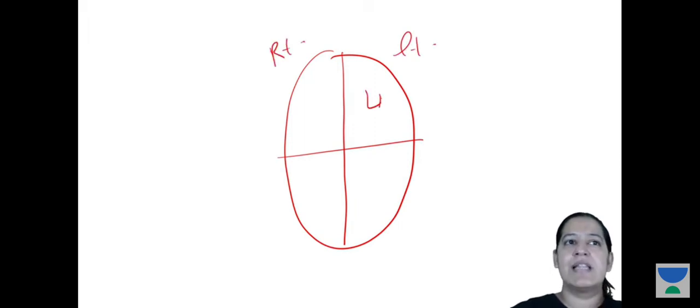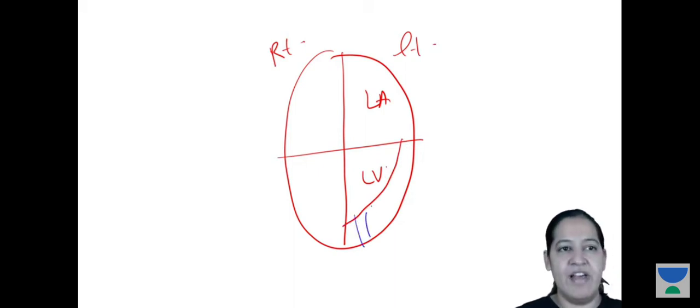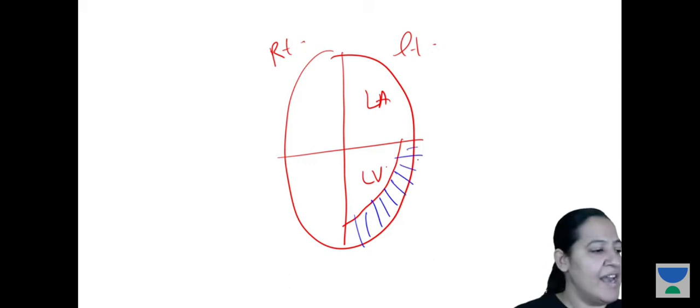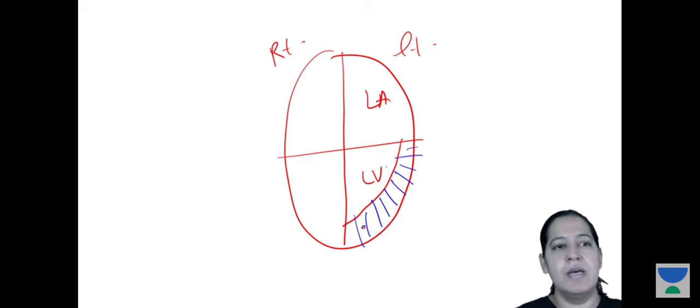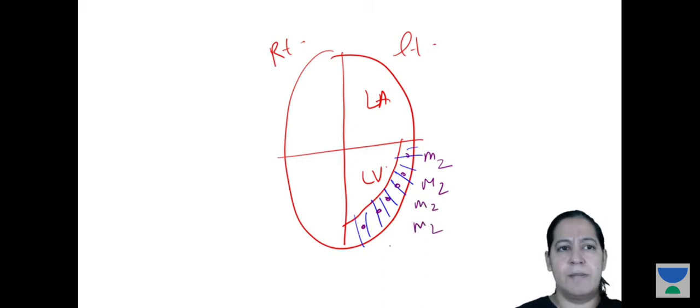You can see this is the left atria. This is the left ventricle. This is the wall of the left ventricle, a very well formed wall. In the left ventricle, you can see the receptors. So M2 receptors are present over the wall of the left ventricle. Over the entire heart, I am drawing only the left ventricle. M2 receptors are present everywhere.